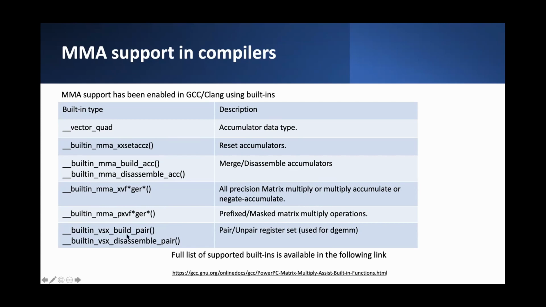And the last ones are build pair and disassemble pair. In Power10, we have a new vector pair type of instruction that is used for dgemm in this particular multiplication. And to generate a pair, we can use build pair or disassemble pair related built-ins.